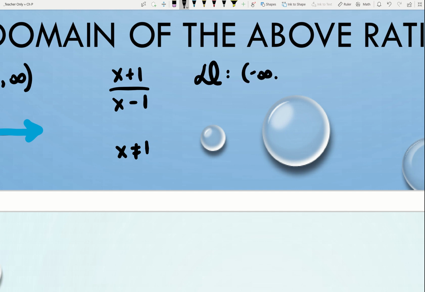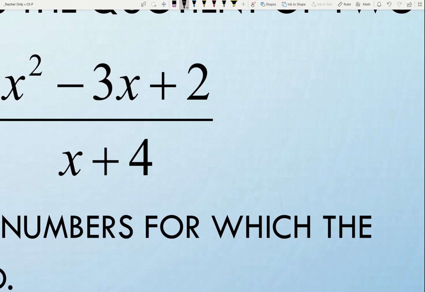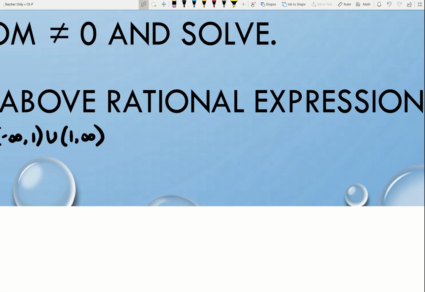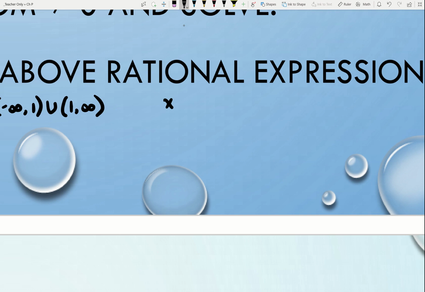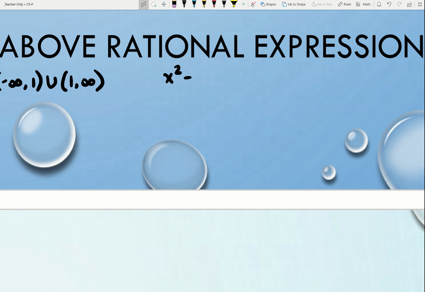We just want the union of the open interval from negative infinity all the way to 1, and then unite that with the open interval from 1 all the way to positive infinity. Okay? That very last one up top, the one that says x squared minus 3x plus 2 all over x plus 4, again, it doesn't matter what the numerator says. It just matters that we look at that denominator so that we figure out what values x cannot take on.